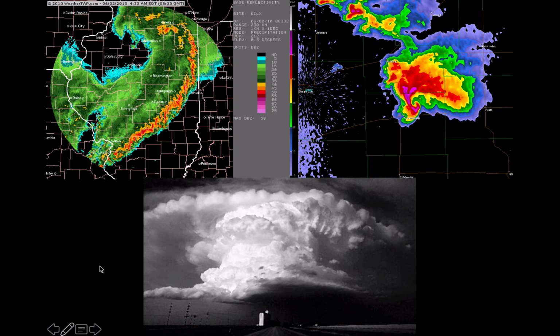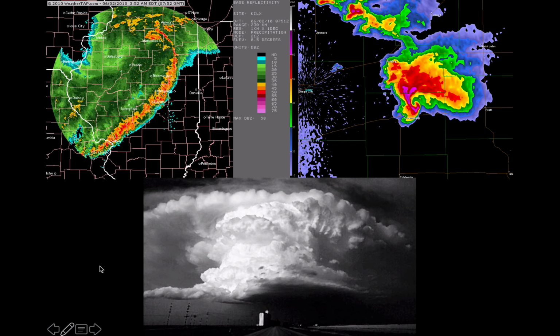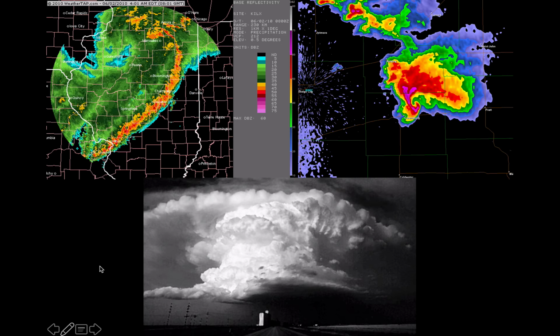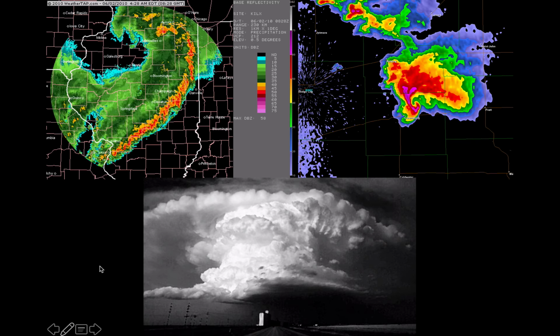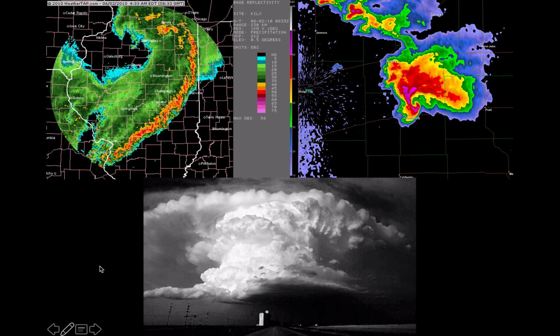These are long lines of thunderstorms that are responsible for producing a lot of straight line wind damage, but they can also produce flooding rains. They can even produce brief tornadoes and also some hail, but they're most commonly known for their ability to produce strong straight line winds.